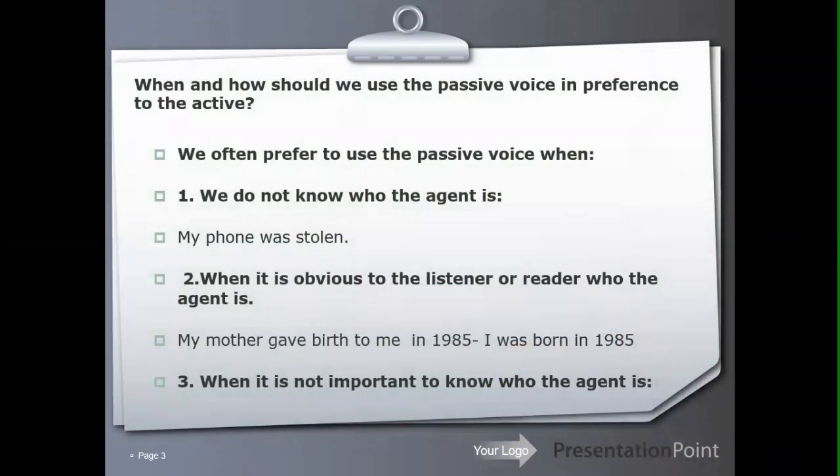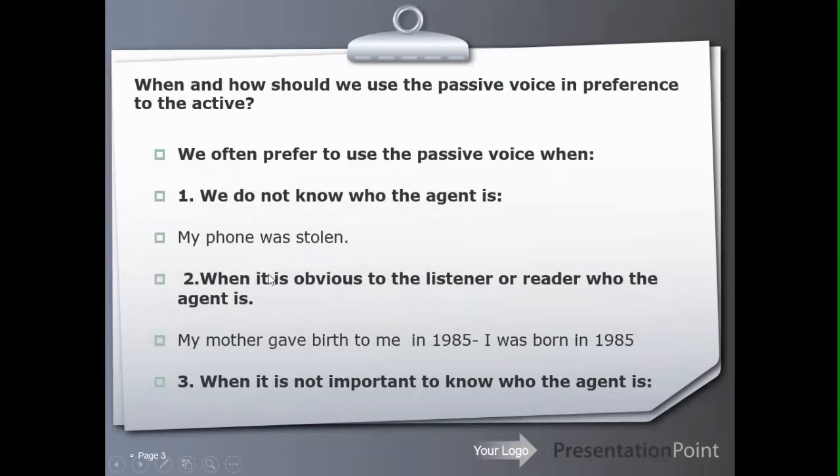So, why should we use passive voice? When and how should we use passive voice in preference to the active voice? There are a few reasons for using passive voice, and reasons such as situations where we don't know who the agent is. For example, let's imagine for a moment that your phone has been stolen and you don't care who stole it because you only care that your phone was stolen. And then when you report this to the police, you tell them that your phone was stolen instead of saying somebody stole my mobile phone in the restaurant.